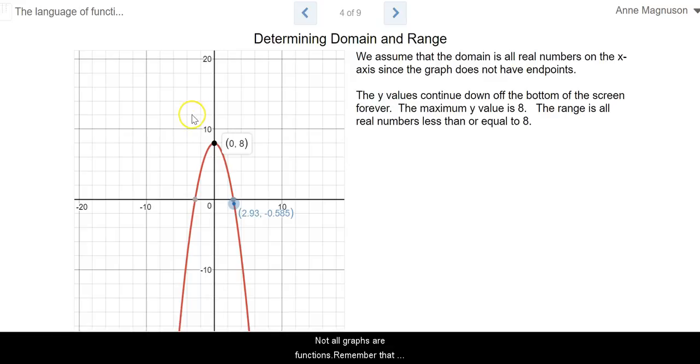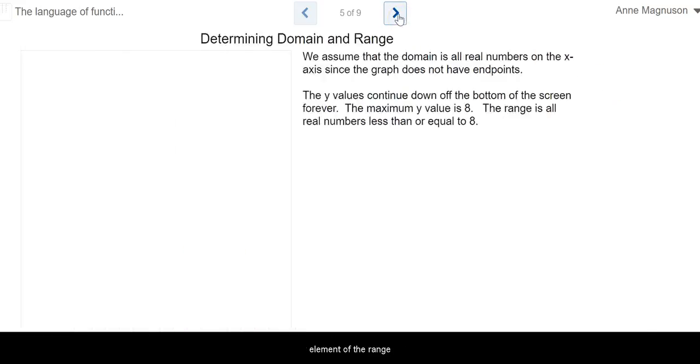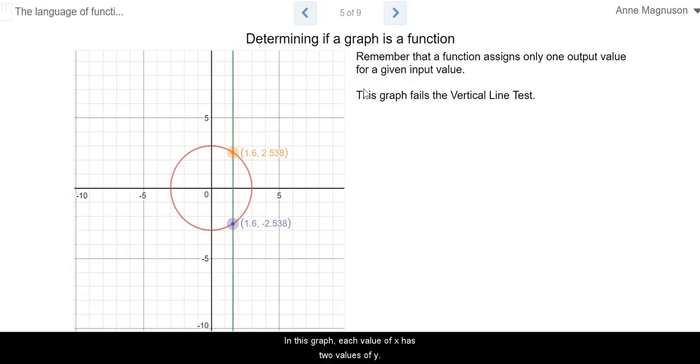Not all graphs are functions. Remember that each element of the domain is assigned to exactly one element of the range. In this graph, each value of x has two values of y. This graph is not a function.